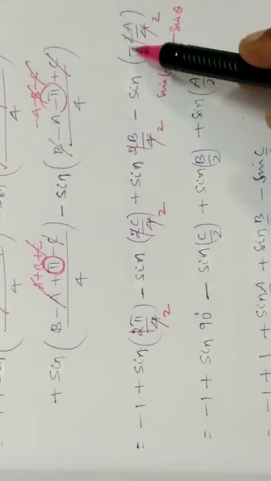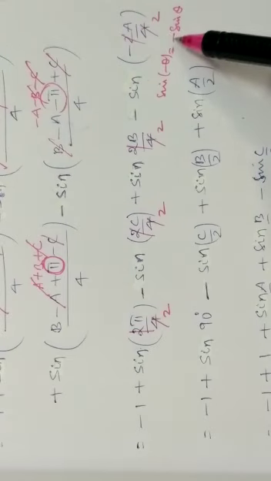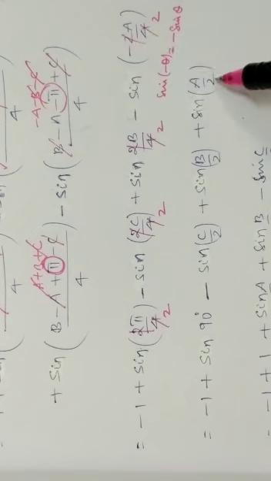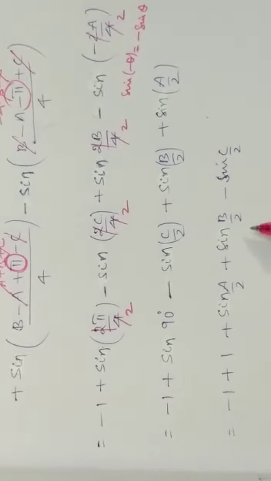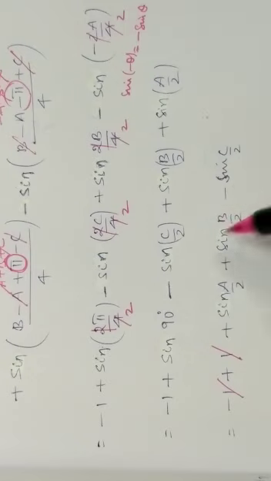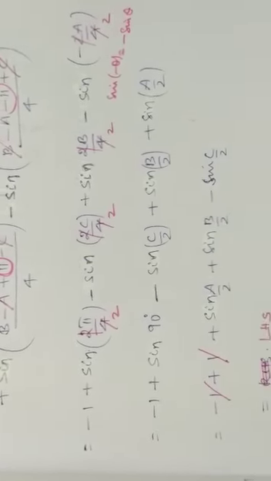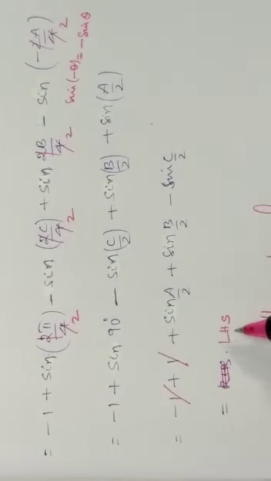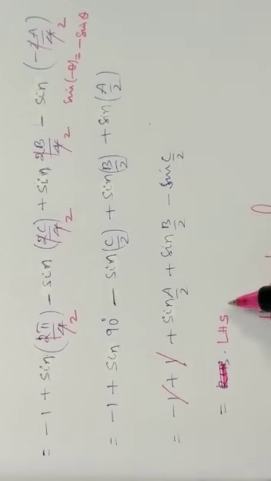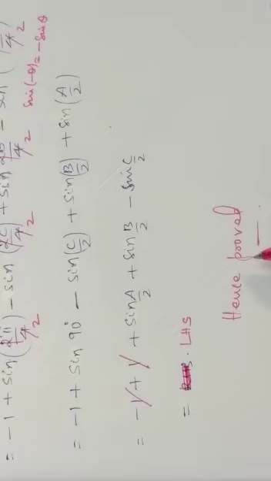Sin of minus theta you have to write as minus sin theta. So minus into minus gives plus sin(A/2). Sin 90 is 1. Minus 1 plus 1 gets cancelled. Keep it in the order sin(A/2) + sin(B/2) − sin(C/2). This is our LHS, because we started our problem with RHS. So RHS equals LHS. Hence the problem is over.